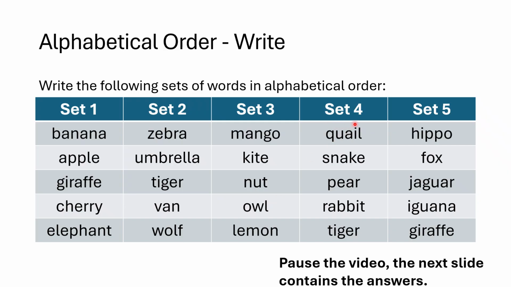Set 4. Quail, snake, pear, rabbit, tiger. Set 5. Hippo, fox, jaguar, iguana, giraffe. Pause the video. The next slide contains the answers.